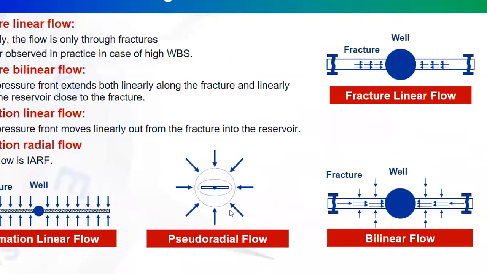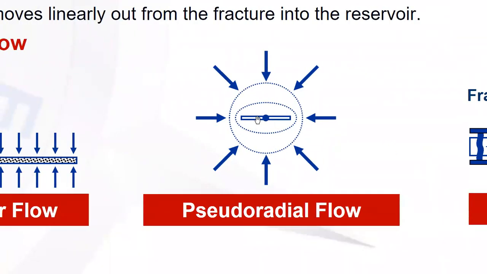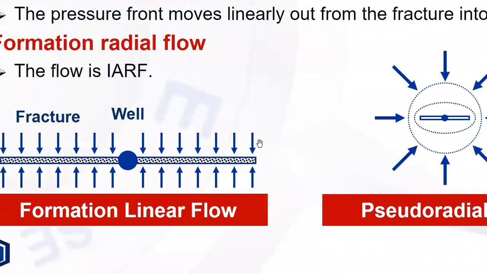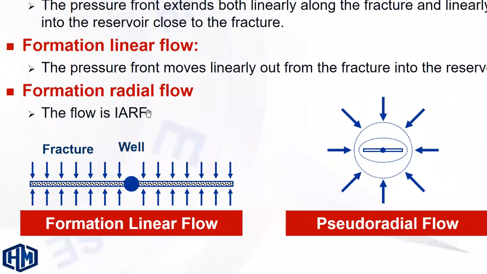Once the pressure transient has reached the complete fracture half length, we have what we call pseudo radial flow. The flow regime goes beyond the fracture half length, and finally we have the formation linear flow at late time, or the infinite acting radial flow.